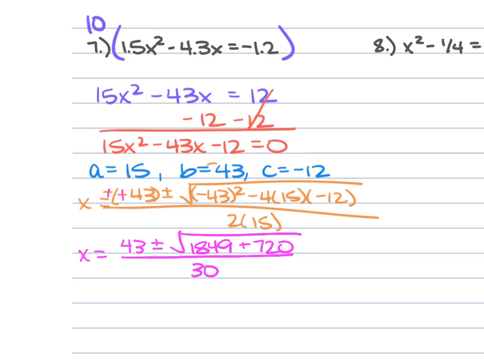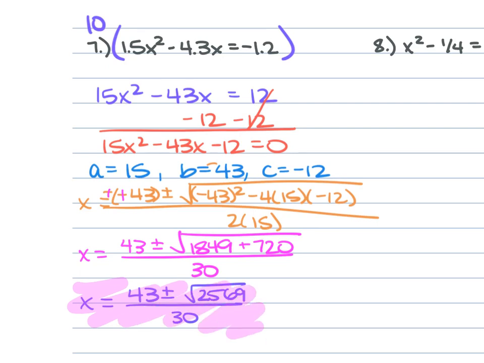Now if we add the 1849 and the 720, we are going to be left with 2569. So x is equal to 43 plus or minus the square root of 2569 all over 30. We cannot simplify this any further, so this will be our answer.